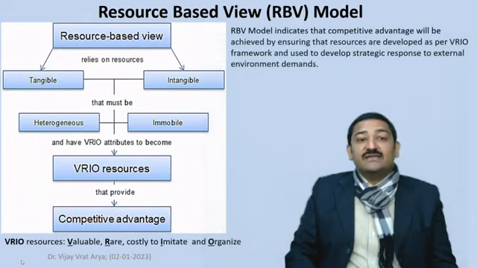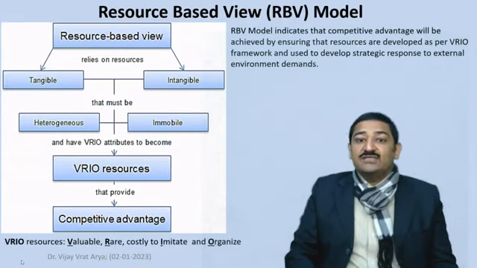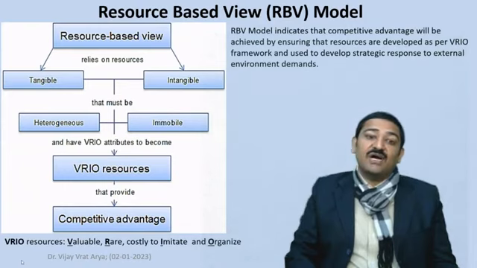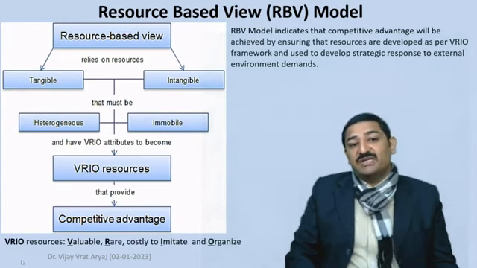Apart from that, the resource-based view, the RBV model, also indicates that competitive advantage will be achieved by ensuring that resources are developed as per VRIO, where the VRIO framework stands for valuable, rare, costly to imitate, and organized. This is used to develop a strategic response to external environment demands. Here in this diagram, you can see that the resource-based view relies on resources, which are both tangible and intangible assets, and that must be heterogeneous and immobile and have VRIO attributes to become VRIO resources. Ultimately, the aim is to provide competitive advantage to the firm.